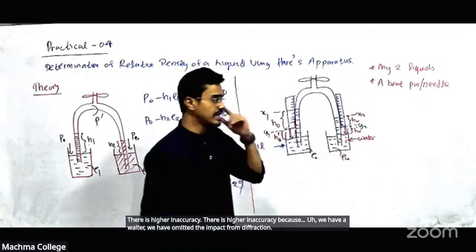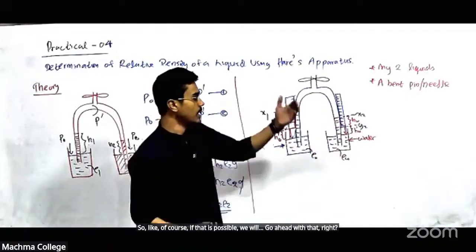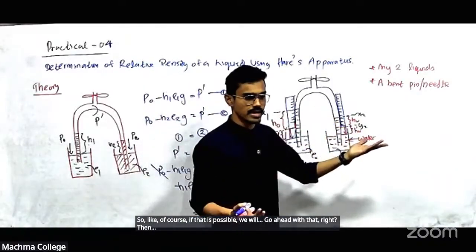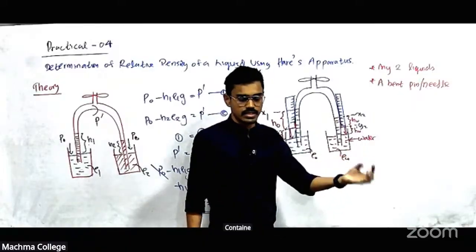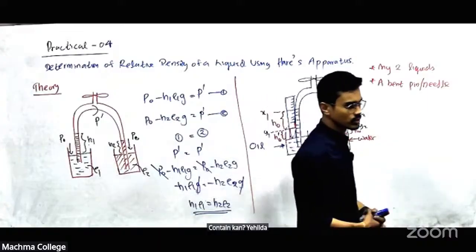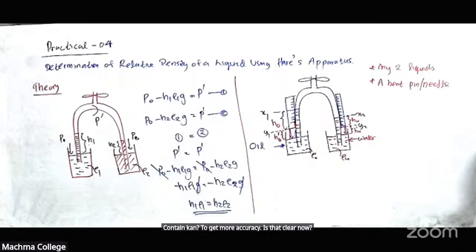So likewise, if that is possible, we will go ahead with that. With a capillary tube we cannot do this. But here we have an advantage, because this container is outside. That is why we do this, to get more accuracy. Is that clear now? Right?